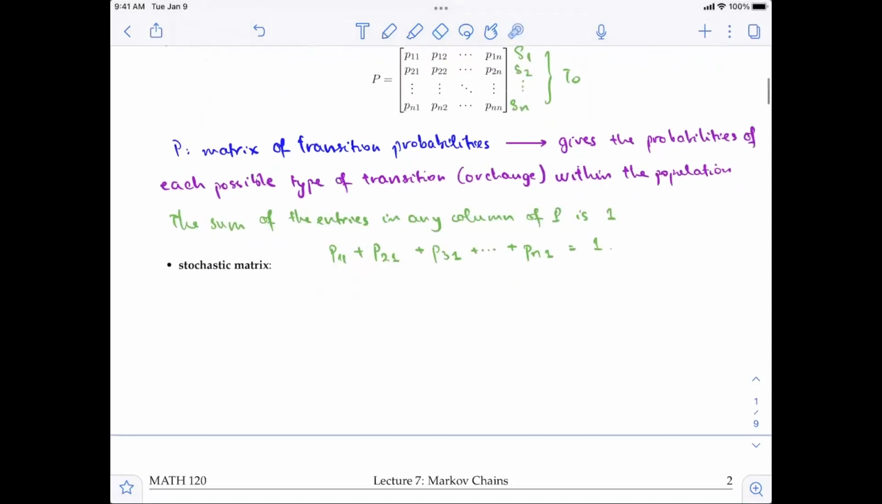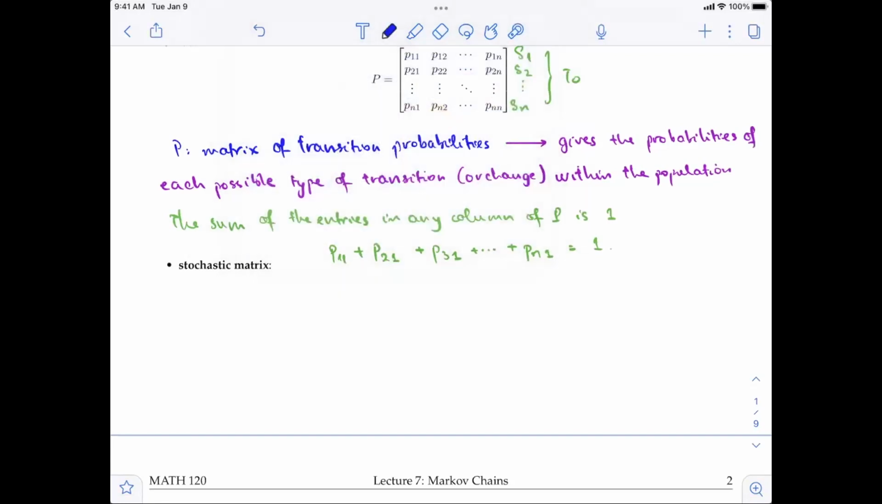In addition to another name, that matrix of transition probabilities indicates that all the entries are just the value of the probability of switching from one state to another state. Then you impose another condition: the sum of the entries in any column of P is equal to 1. With these two requirements, you have a stochastic matrix.